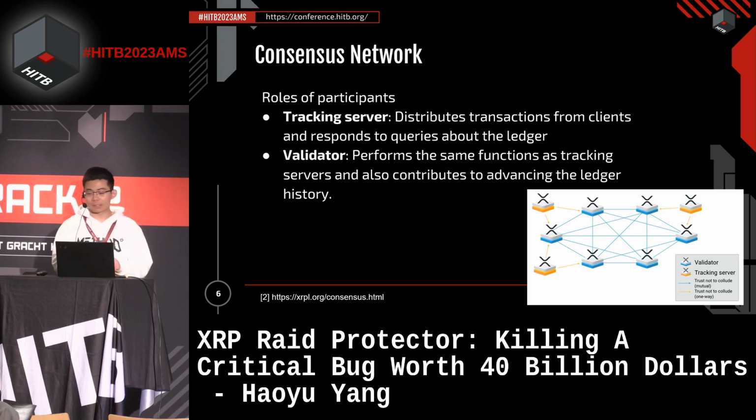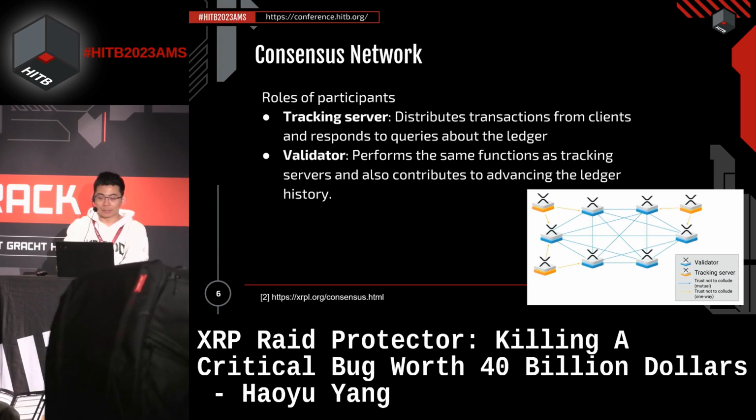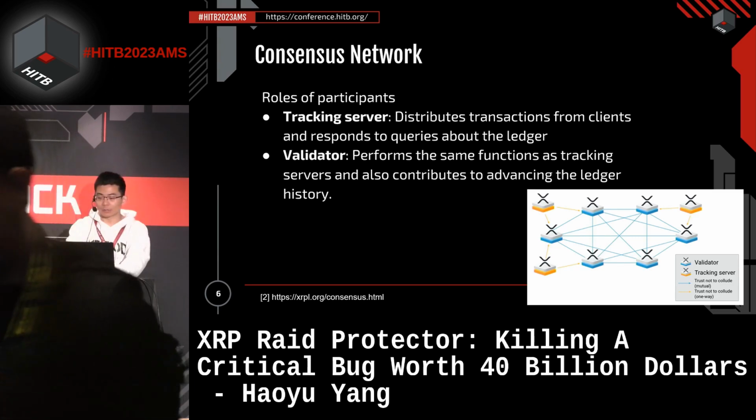In this consensus network, there are two types of participants. One is the tracking server, which distributes transactions from clients and responds to queries about the ledger. And the other one is the validator. It performs the same functions as tracking servers and also contributes to advancing the ledger history.